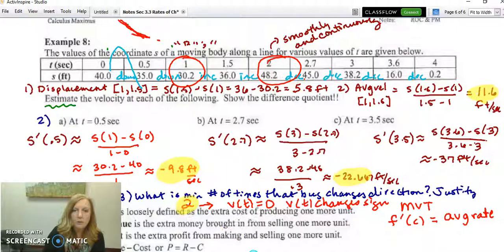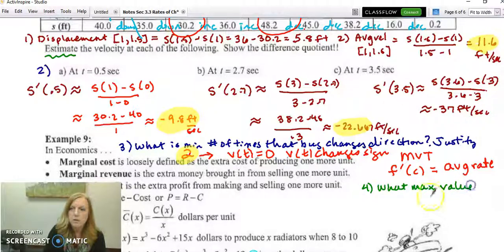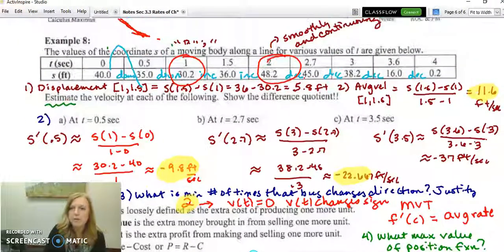I am going to ask one last question before we leave this. Using this table, could I determine the max position, or max value of the position function for the bug? Can I use this table of values to definitively say what the max is?